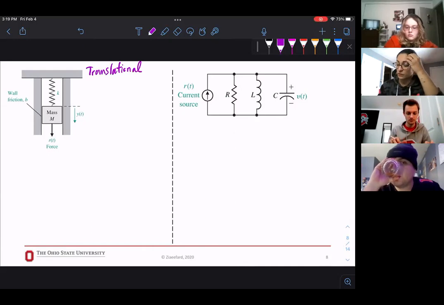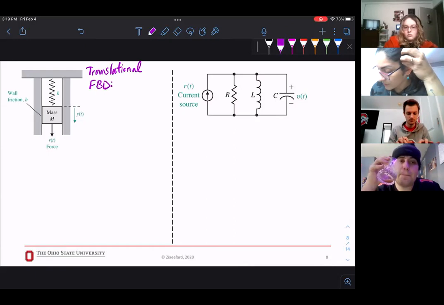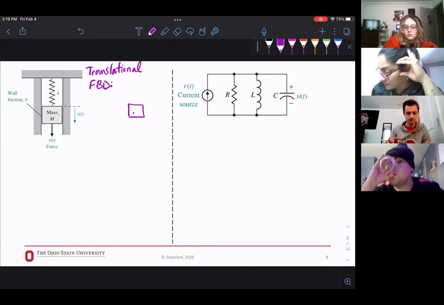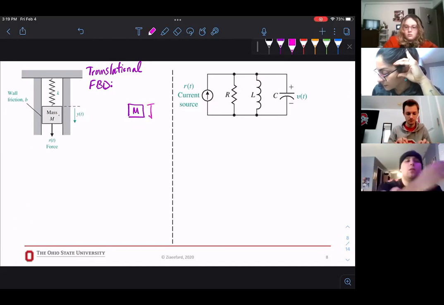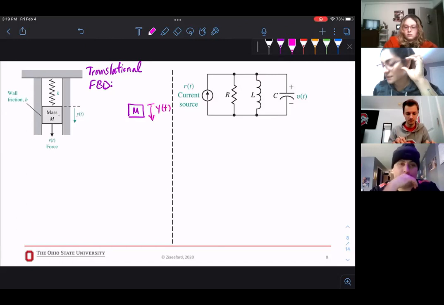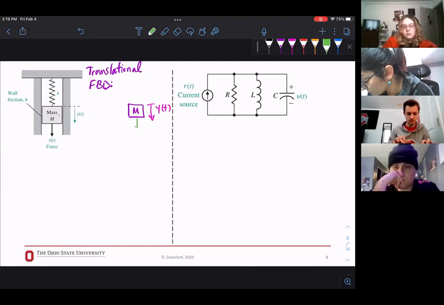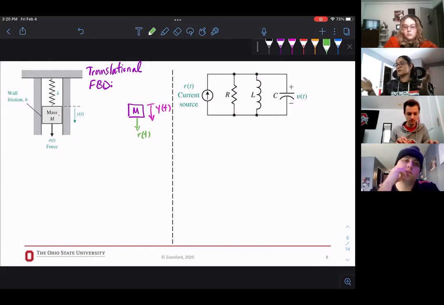So these are the steps. Identify what kind of motion you have, translational, and draw the free body diagram. So I will always identify the mass. I identify the displacement. If it's given to me, I place it. If it's not, I identify one. Then I identify the force, which is our input, right? So in a mechanical system, we know that force is our input.